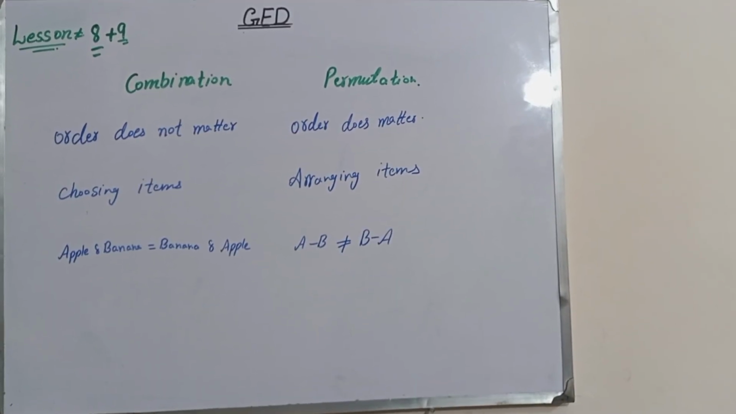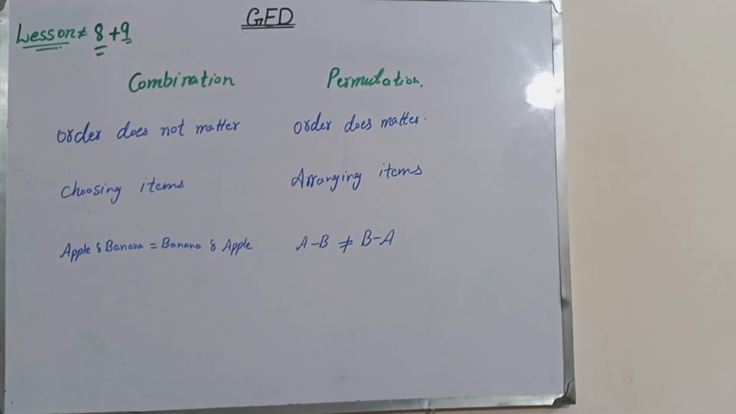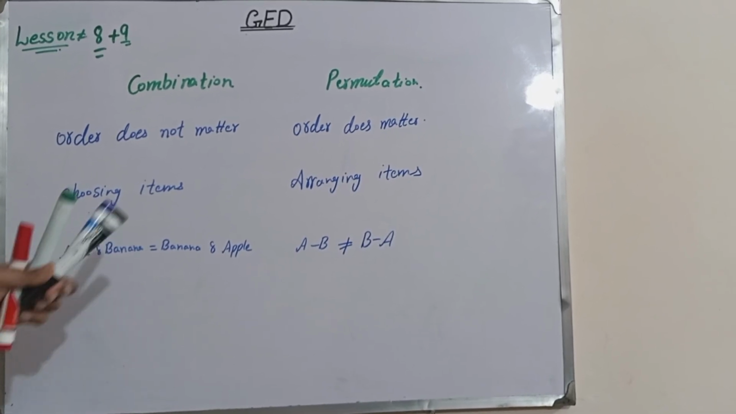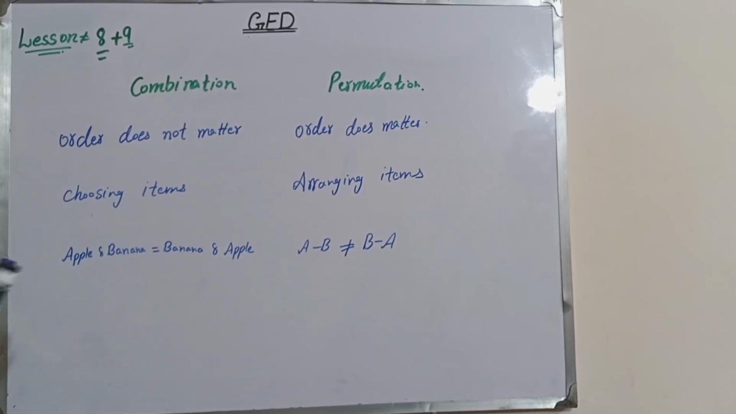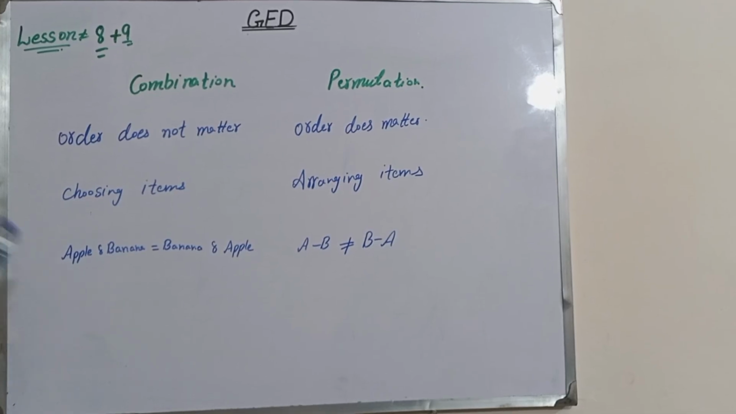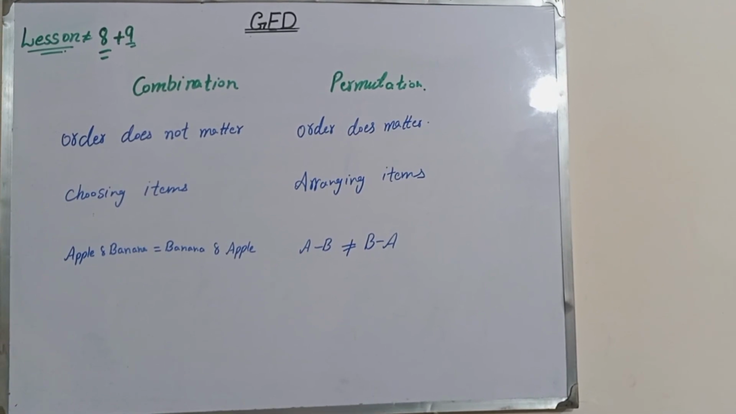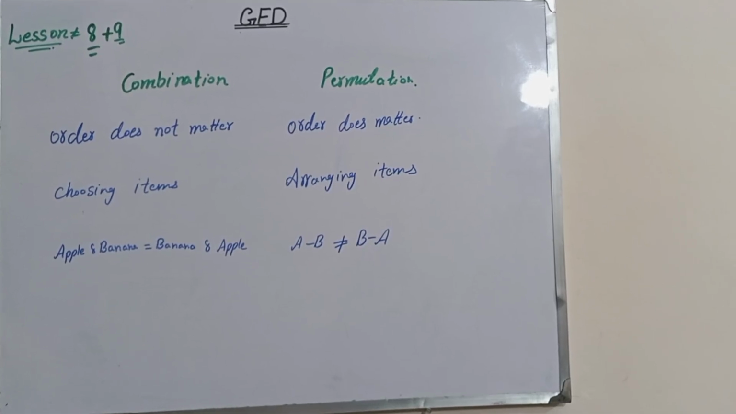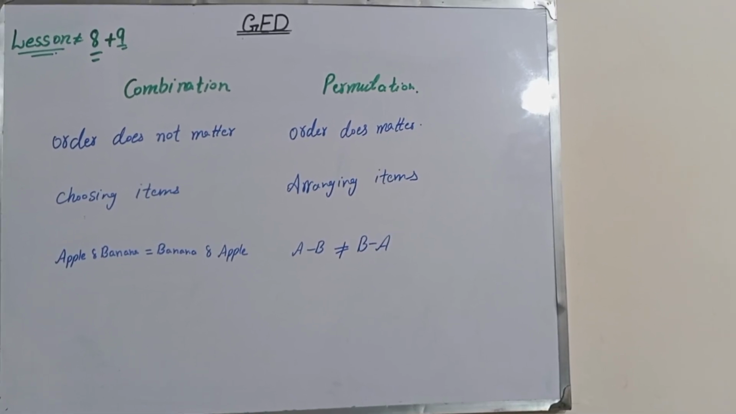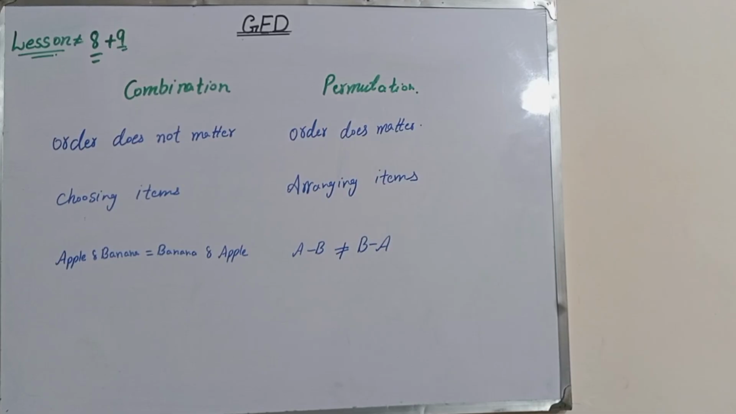Now I will do the final summary. Let's quickly recap. In combination, order does not matter. In permutation, order does matter. Combination is used for selection: if the question is about selection, then we use combinations. But permutation we use for arrangements. If you understand this difference, half the counting problems become easy.